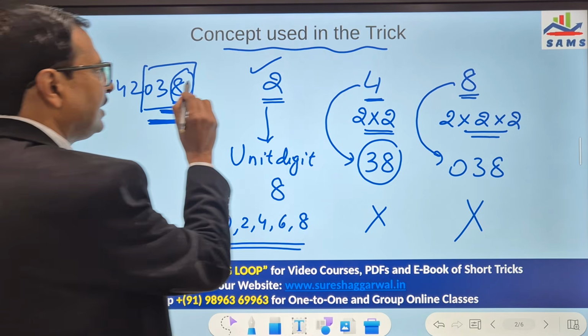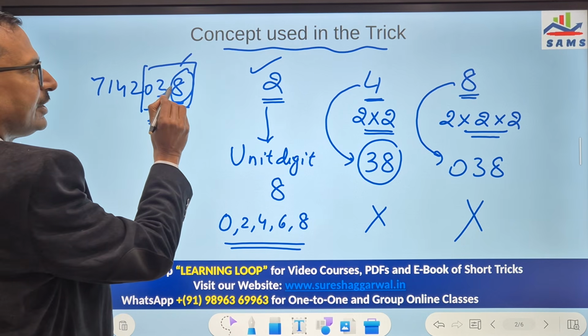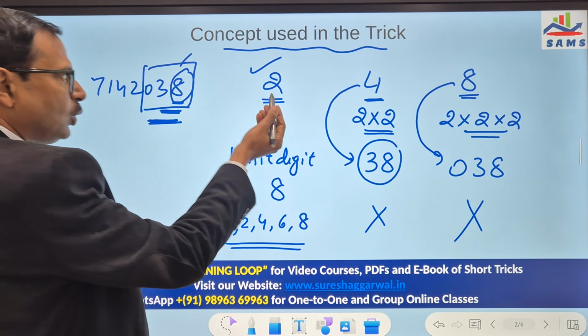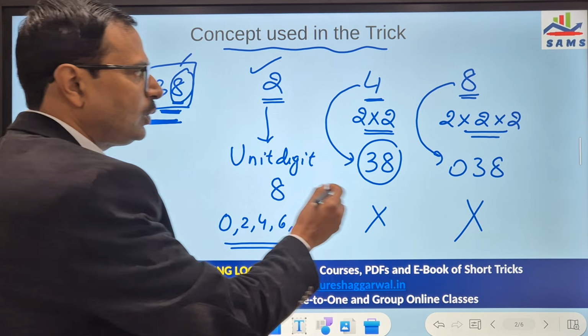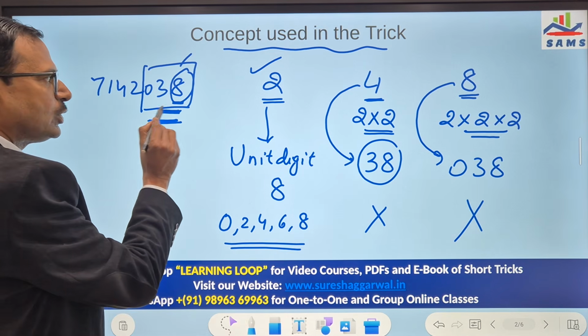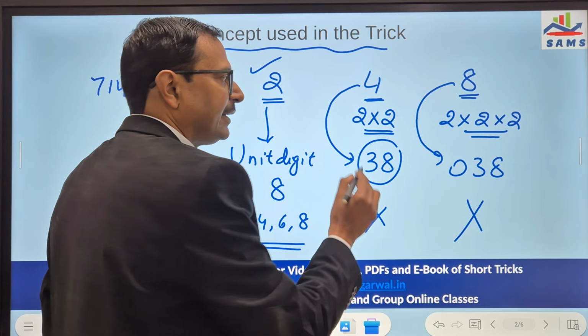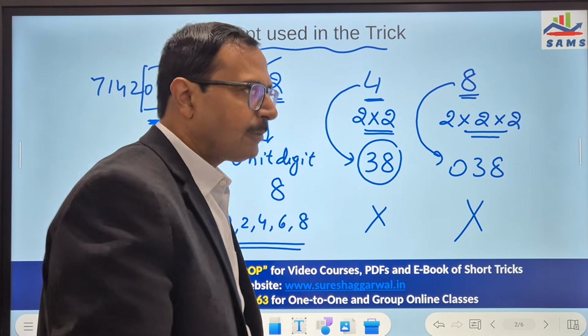So if the single digit on the right hand side of the number is divisible by 2, then the entire number is divisible by 2. If the number formed by the last 2 digits is divisible by 4, then the entire number is divisible by 4.